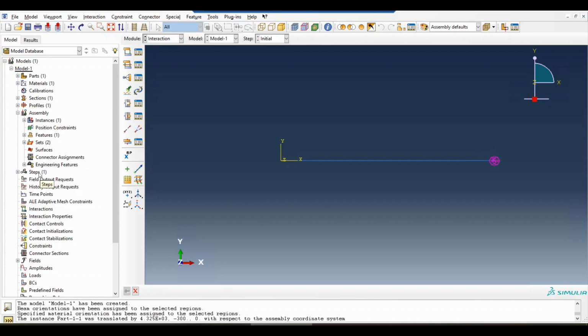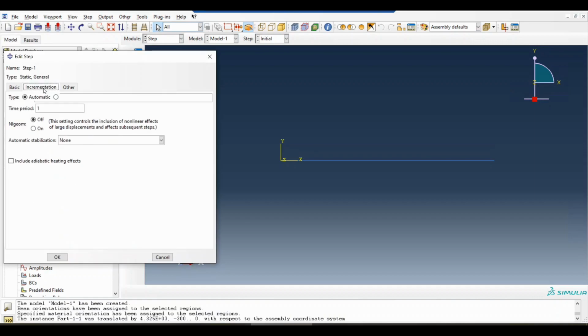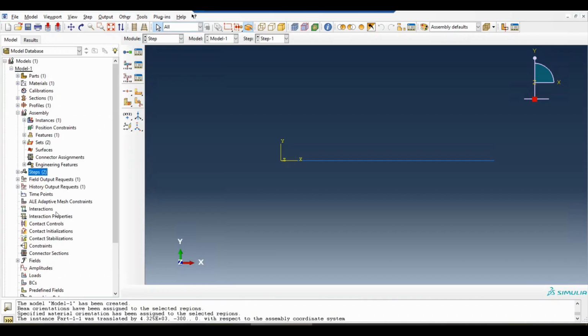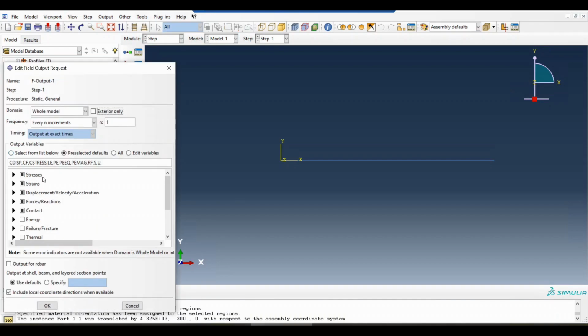Let us create our step, which will be static general. Continue, make it as high as possible. This one 0.001, as low as possible. OK. Now go to our field output, what we want to see. So click OK.